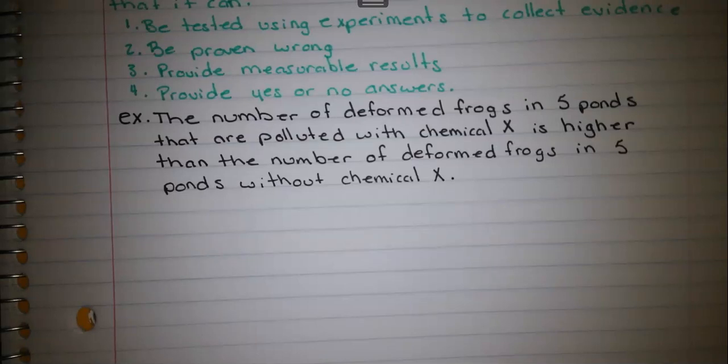But it can be wrong, right? There may be more deformed frogs in a pond without chemical X. It does provide measurable results, so I would have the counting, the numbers, the amounts, and it's a yes or no answer. It's either yes, deformed frogs in the 5 ponds that are polluted, or no.